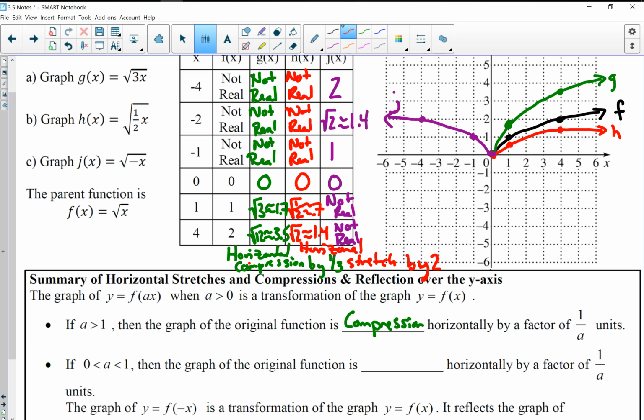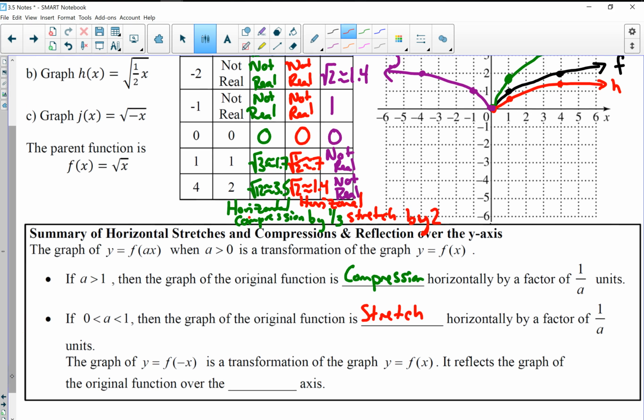If your value of a, or your multiplier to x, is between 0 and 1, for instance, for our h of x function it was 1/2, that's going to create a horizontal stretch by 1 over whatever that value is. So 1 over 1/2 got me the stretch value of 2. And if my x value has a negative multiplier, then that's going to be a reflection, and we saw that that reflection was over the y-axis. And that's all of my transformations.